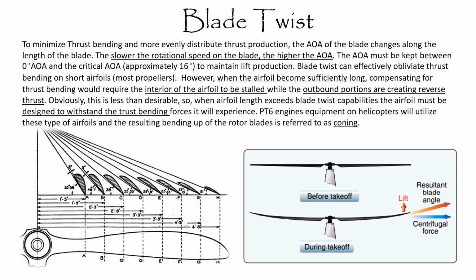However, when the airfoil becomes sufficiently long, compensating for thrust bending would require the interior of the airfoil to be stalled while the outboard portions are creating reverse thrust. Obviously, this is less than desirable. So, when airfoil length exceeds blade twist capabilities, the airfoil must be designed to withstand the thrust bending forces it will experience. The PT6 engines equipped on helicopters will utilize these types of airfoils, and the resulting bending up of the rotor blades is referred to as coning.